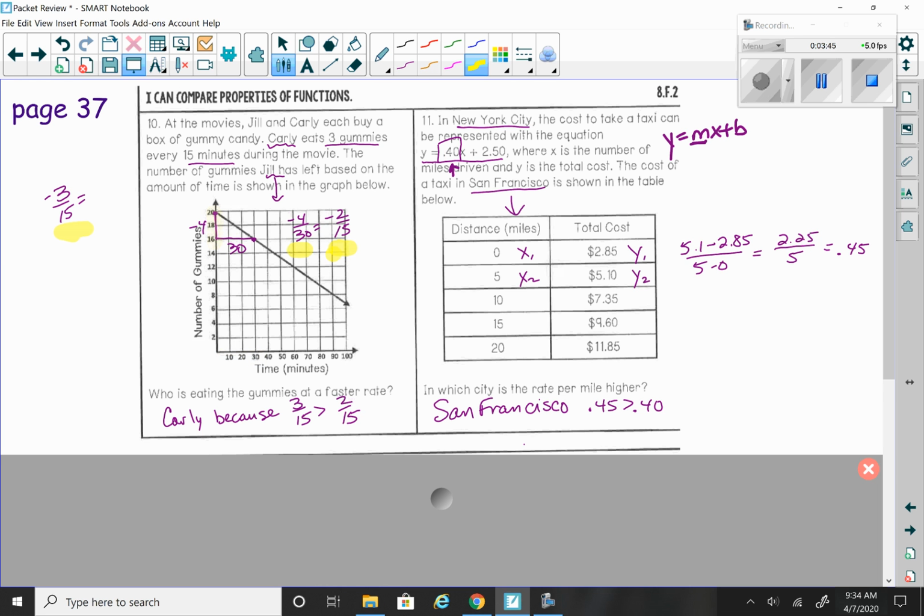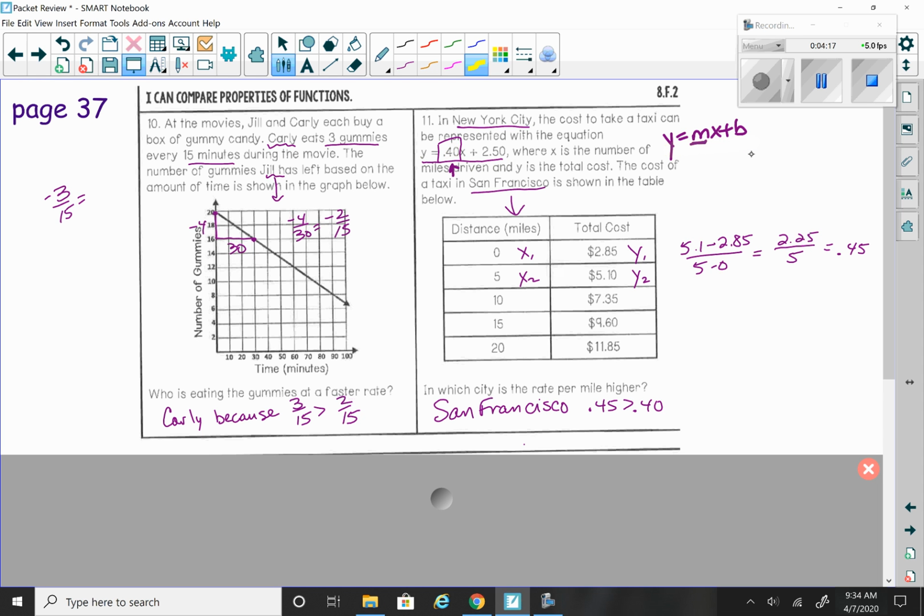So 3/15 and 2/15, who's eating gummies at a faster rate? Well, clearly, if Carly is eating 3 gummies for every 15 minutes, and Jill is only eating 2 gummies for every 15 minutes, then Carly is eating gummies at a faster rate. 3/15 is greater than 2/15. And then finally, in number 11, in the equation for New York City, the slope is the number in front of the x value. So my slope there is 0.4.